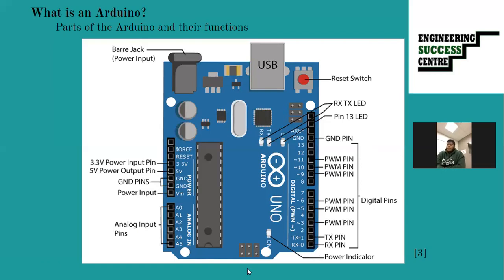And then there's a power indicator, some LEDs, and the Arduino itself works based on a small chip, which could be the Atmega. There's different types of chips, but you don't really need to know that right now. If you're interested, you can learn more about it. But those are the basic parts and functions of an Arduino.